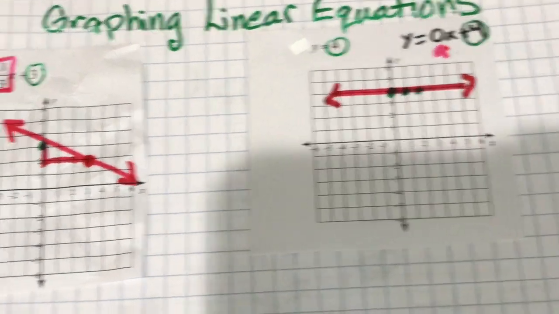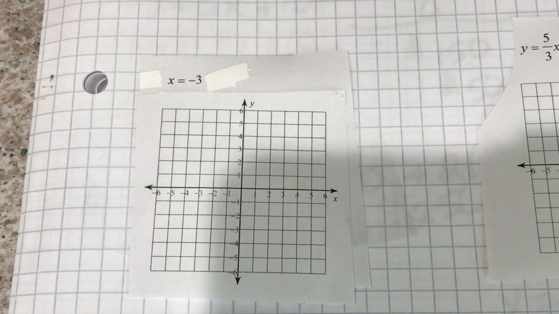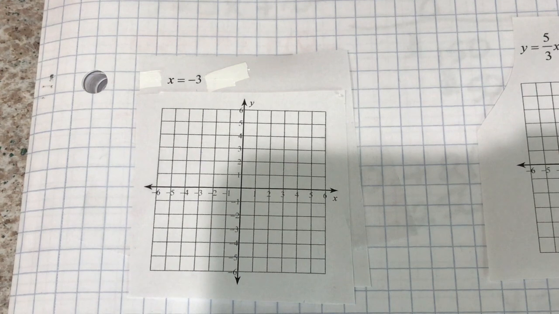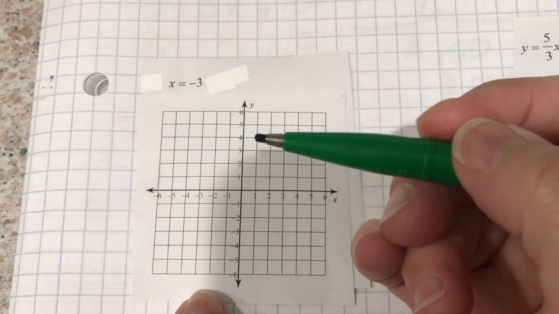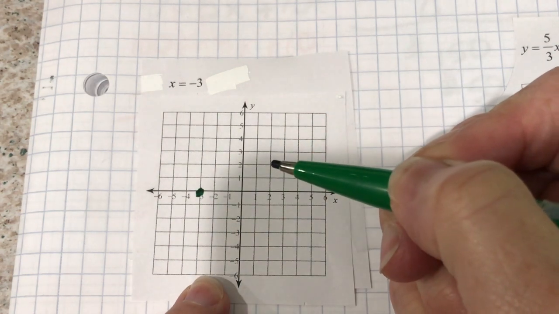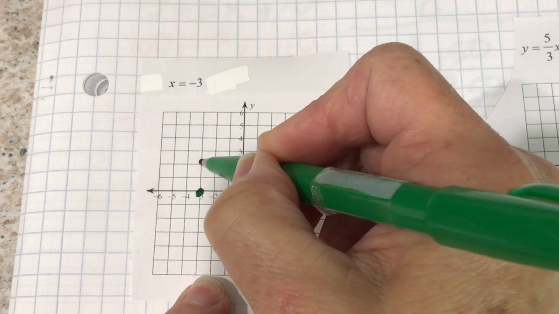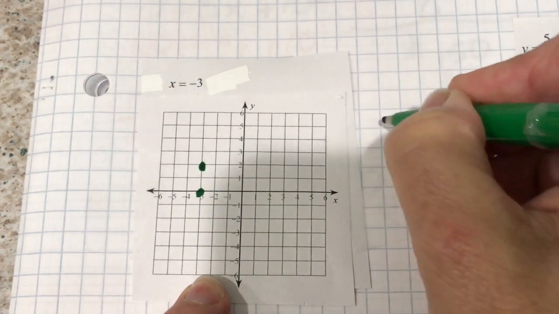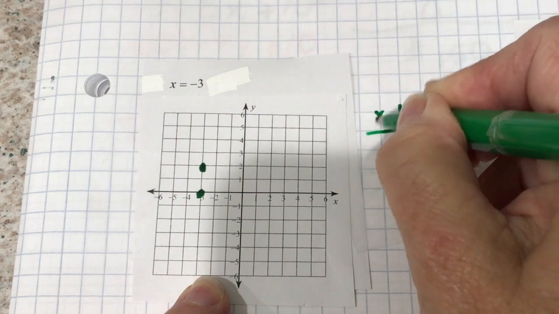Let's look at a third example. Here's another equation. X equals negative 3. Well, wait, where's the y? Well, if x is negative 3 and y is 0, then we would put a point here. But if x is negative 3 and y is 2, we would put a point here.